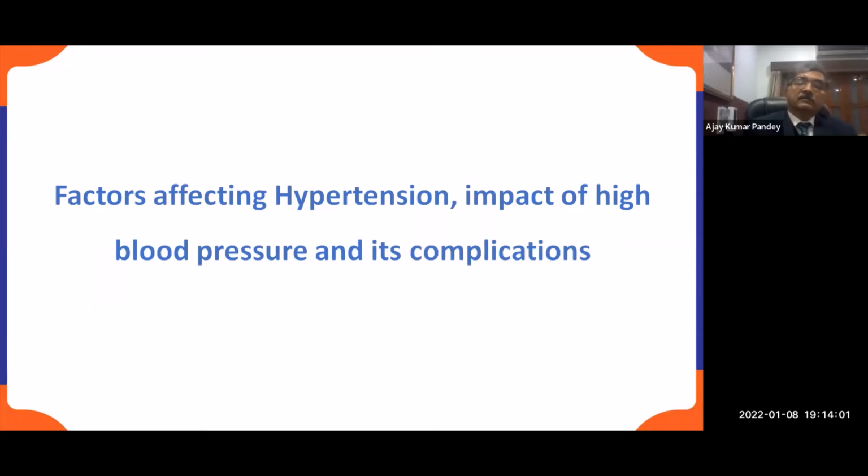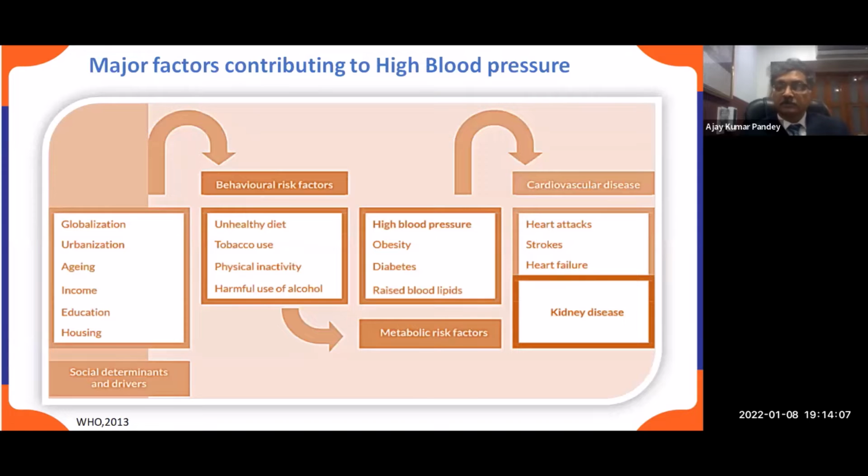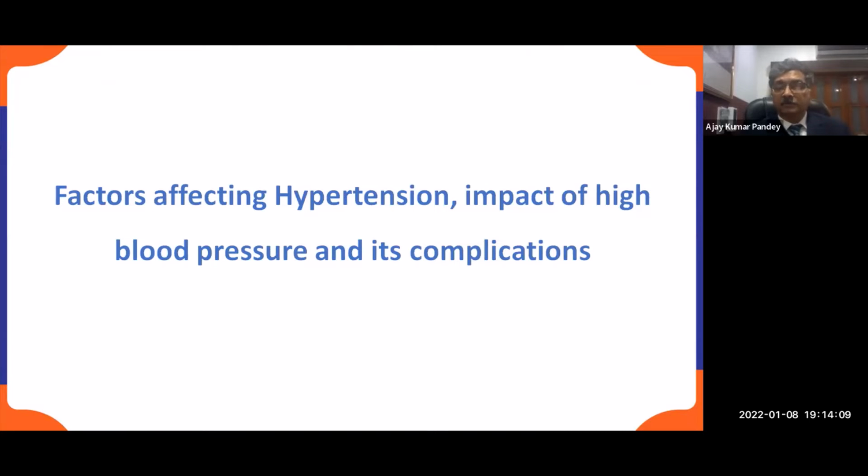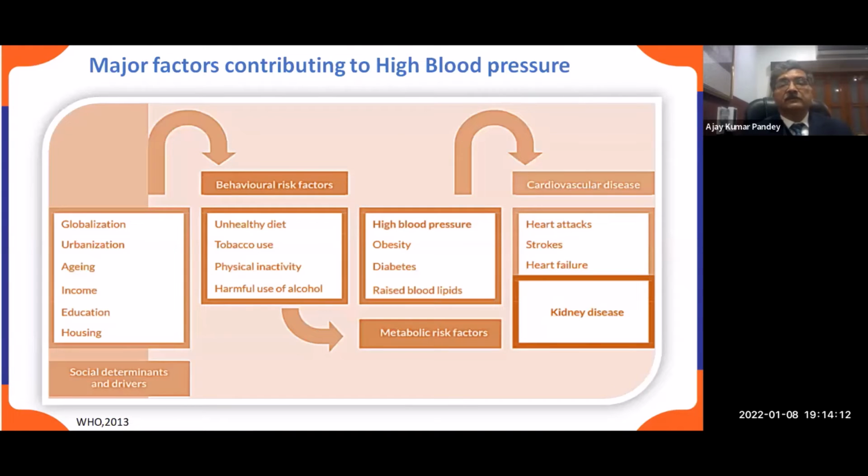And what are the factors affecting hypertension? The impact of blood pressure assessment and its complications. Major factors contributing to high blood pressure. If you look at the WHO's data, they say that social determinants and drivers are globalization, urbanization, aging, high income, education, and housing. They are the important social determinants which lead to behavioral risk factors.